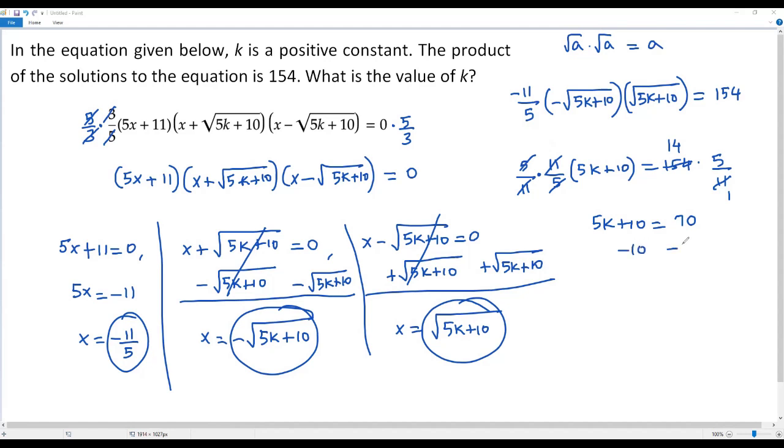Let me subtract 10 from both sides. The positive 10 and negative 10 will cancel. I get 5k equals 70 minus 10, which is 60. Let me divide both sides by 5. The 5 will cancel out, and k equals 60 divided by 5, which is 12. Okay, here I got the value of k. The value of k is 12.